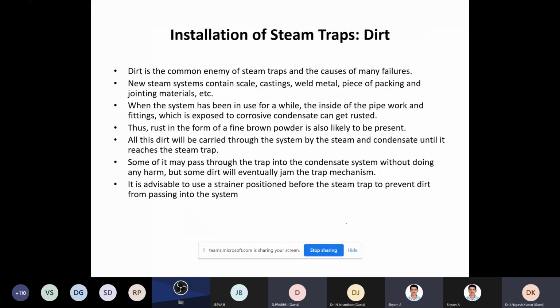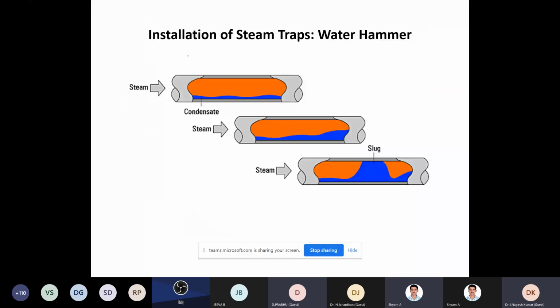This is the water hammer, what we have seen here. Already we discussed this. So you have condensate traveling at 2 meters per second and steam at 30 meters per second. Now, if steam drags this at 30 meters per second, then you have shock waves, pressure waves that are created, which can damage many of the structures.